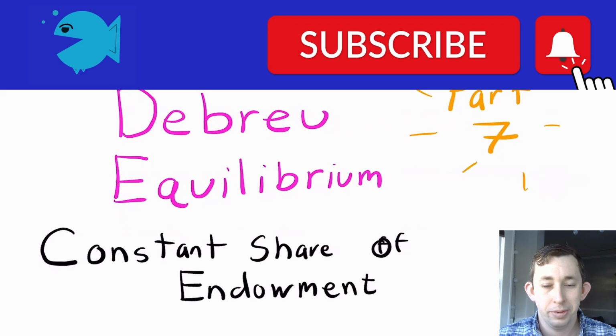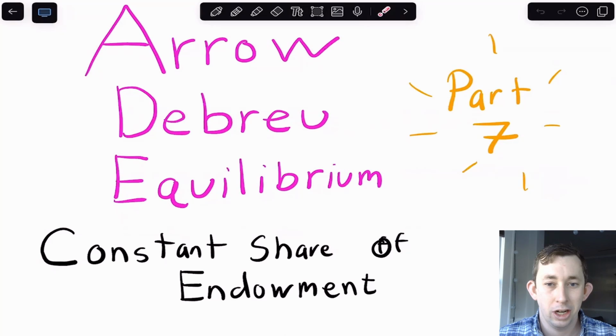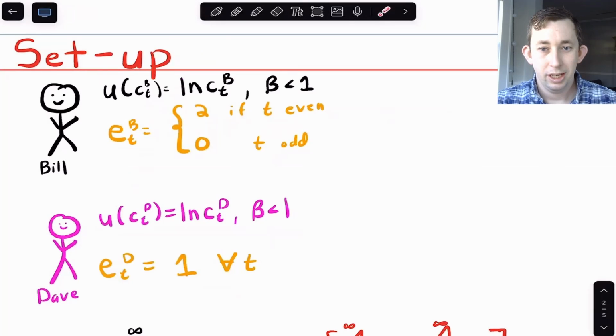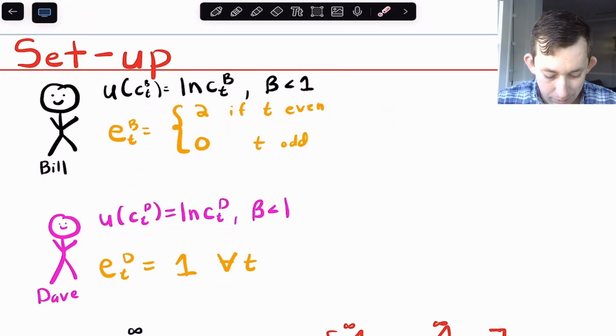This is part 7 where I'm going to talk about how if people are perfectly consumption smoothing, you can show that they consume a constant share of the total endowment. So again, we're talking about an Arrow Debreu Equilibrium. So here's our setup with Bill and Dave.